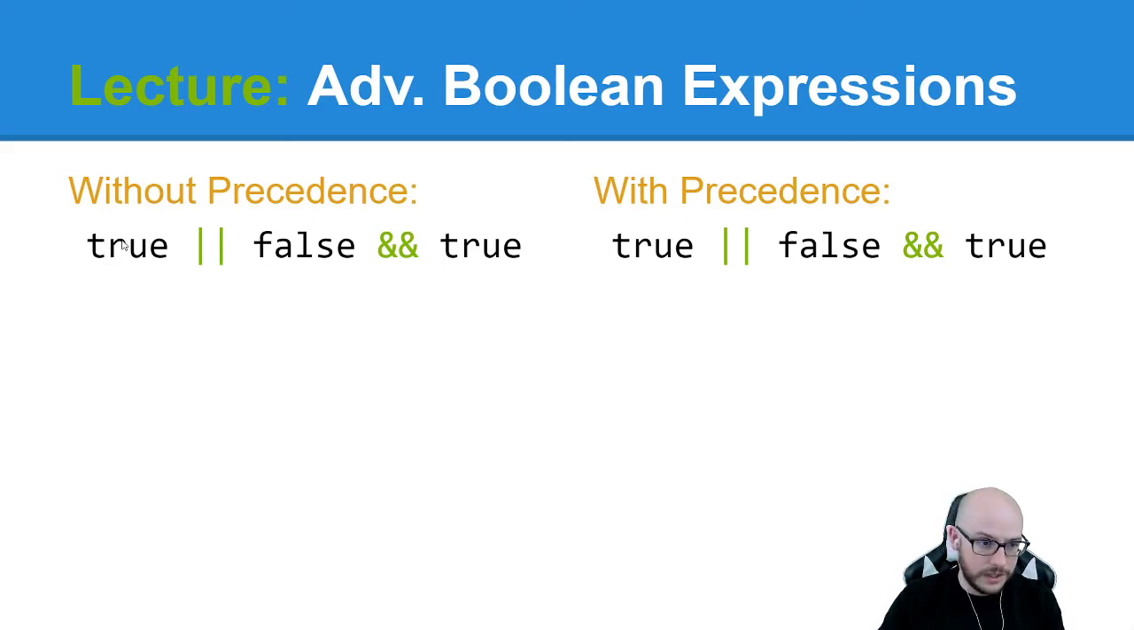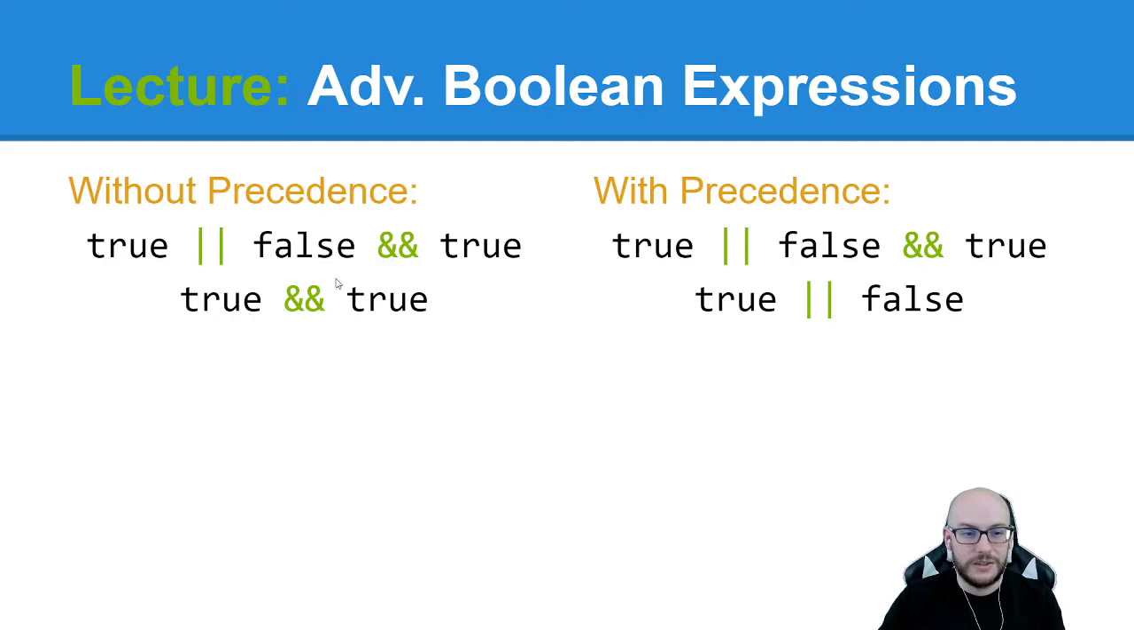Okay, looking at this one over here on the left, going from left to right, we have true or false. That's going to produce a true value. I'm left with true and true. Over here on the right-hand side, I'm going to consider the precedence. We have false and true, giving me a false value, leaving me with true or false.